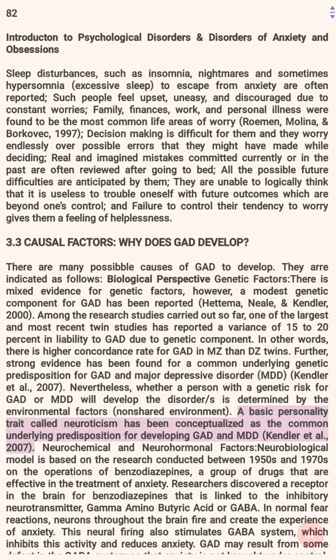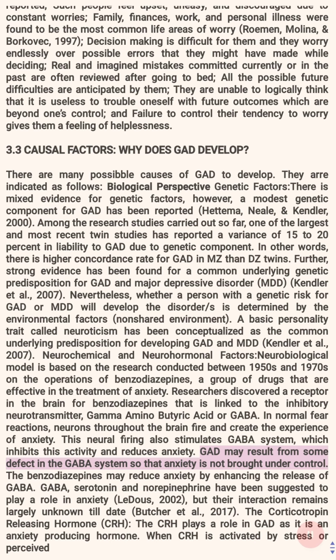Kendler and others, 2007. Neurochemical and neurohormonal factors. Neurobiological model is based on the research conducted between 1950s and 1970s on the operations of benzodiazepines, a group of drugs that are effective in the treatment of anxiety. Researchers discovered a receptor in the brain for benzodiazepines that is linked to the inhibitory neurotransmitter gamma-aminobutyric acid or GABA. In normal fear reactions, neurons throughout the brain fire and create the experience of anxiety. This neural firing also stimulates the GABA system, which inhibits this activity and reduces anxiety. GAD may result from some defect in the GABA system so that anxiety is not brought under control. The benzodiazepines may reduce anxiety by enhancing the release of GABA.